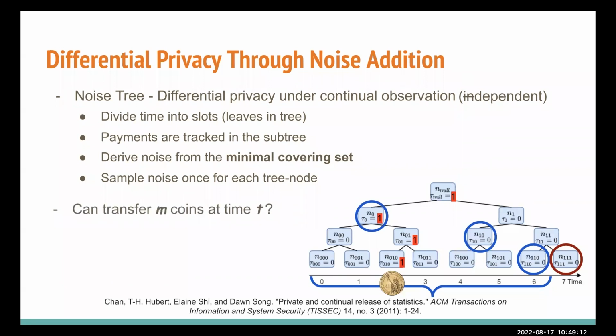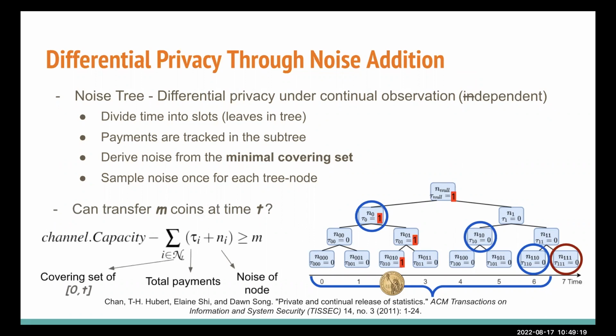Please note that we added here a time, which gives us the dependency between different queries. And then the answer will be just the capacity minus the actual payments, which gives us liquidity. And then we add our R, our total noise. This is the construction. The important things to notice here are the minimal covering set and the idea that we sample noise once for every tree node.